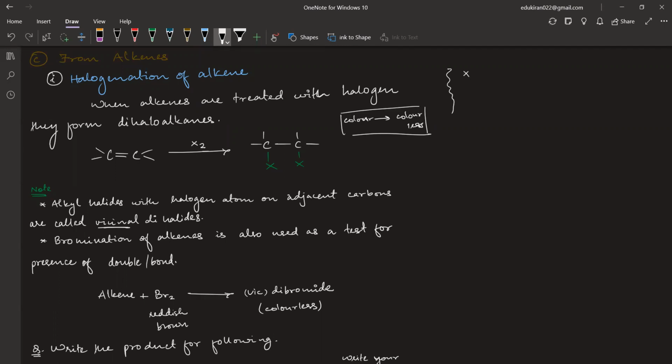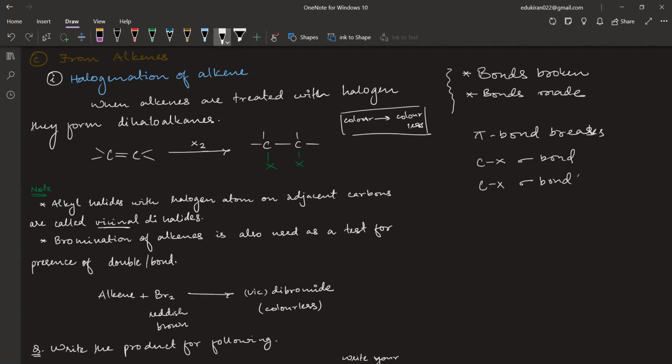Whenever you see a new reaction, please keep in your mind the bonds broken and the bonds made. In this reaction, what will happen? The pi bond breaks and CX sigma bond and CX sigma bond forms. Now it is correct.